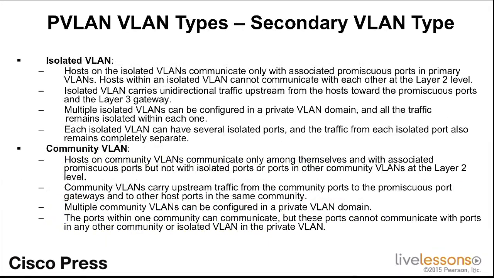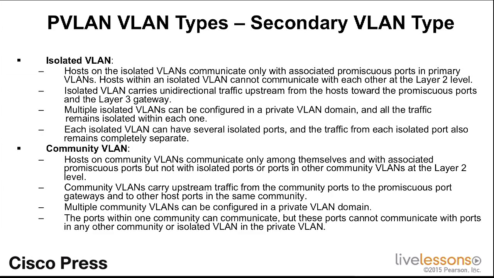So as I mentioned earlier, there are two types of secondary VLANs. The first is the isolated VLAN. Each port within an isolated VLAN is restricted such that it can communicate only with promiscuous ports in the primary VLAN.